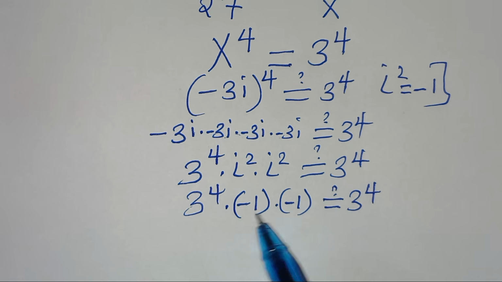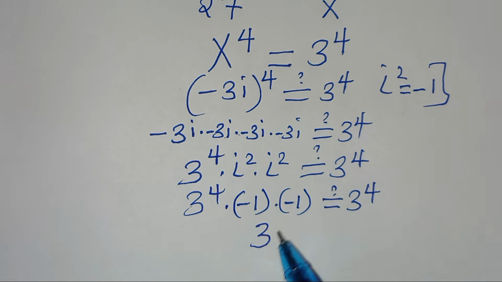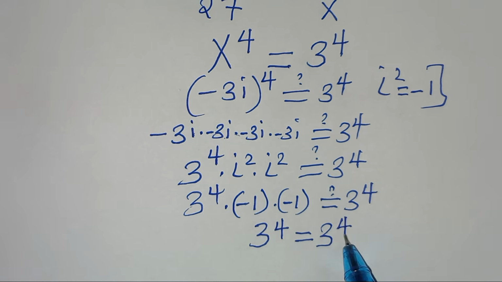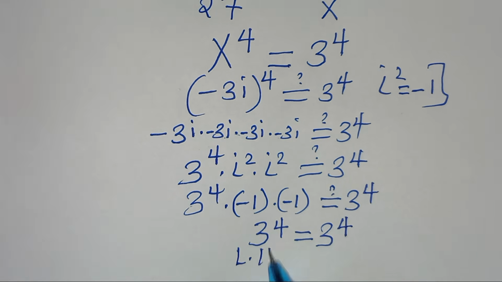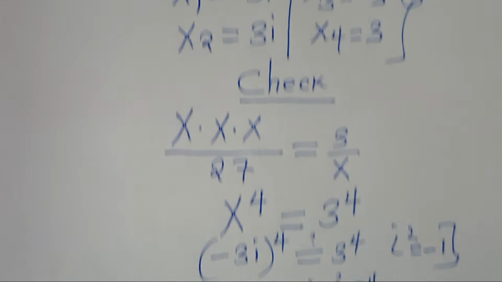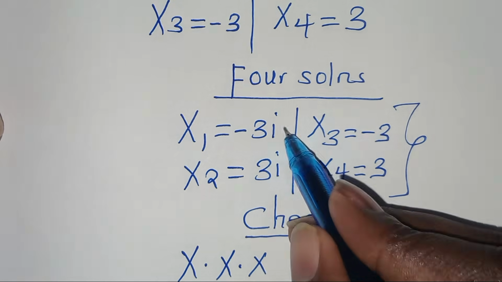So we have negative 1 times negative 1, this is positive 1, times 3 to the power of 4. This means we have 3 to the power of 4, which is equal to 3 to the power of 4. So the left hand side is equal to the right hand side. And this affirms that x1, which is negative 3i, satisfies the equation.